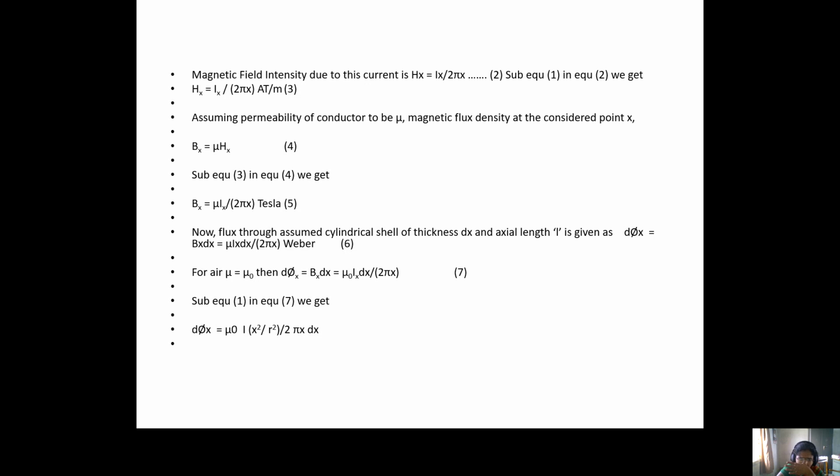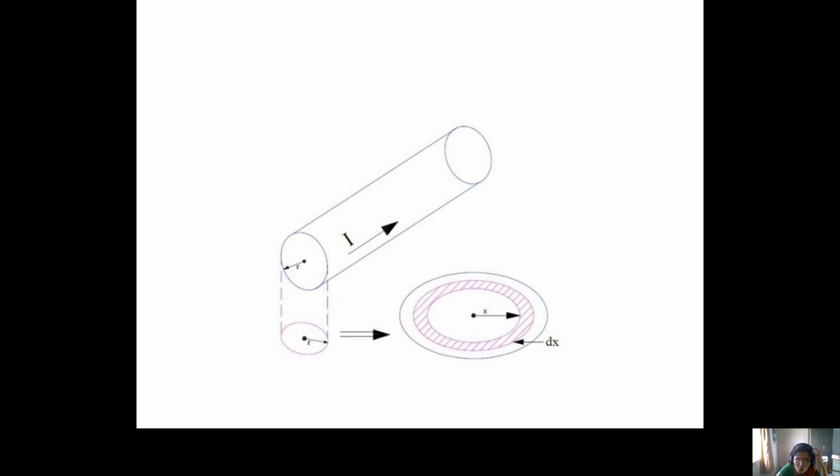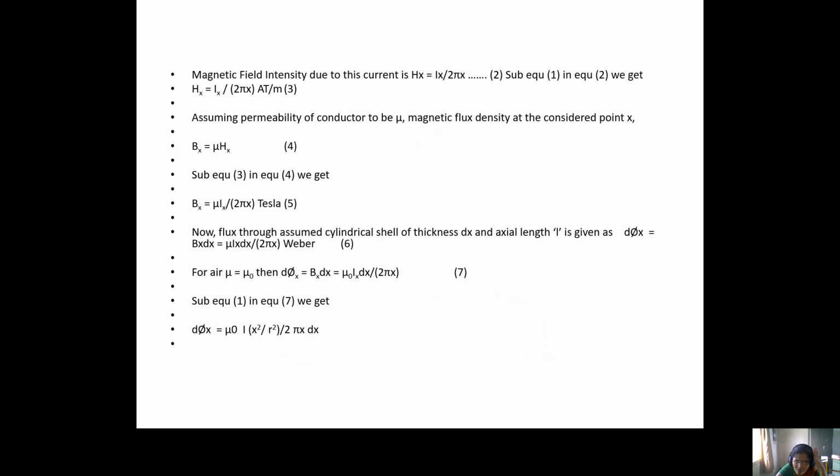The magnetic field intensity due to this current is denoted with H. Hx equals Ix by 2 pi x. In the previous step you got Ix equal to I of x square by r square, so that value will be substituted in this equation.